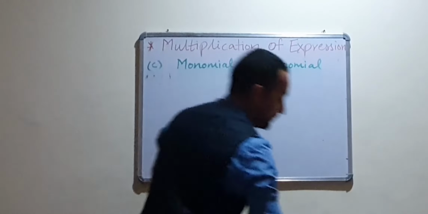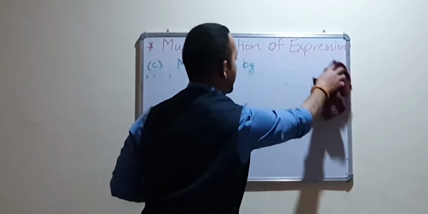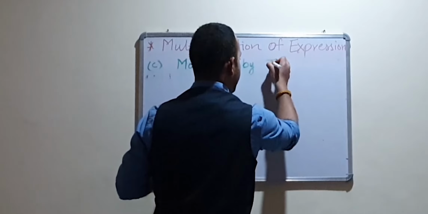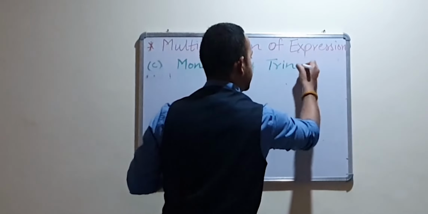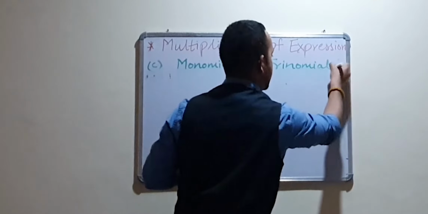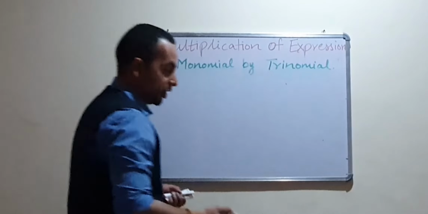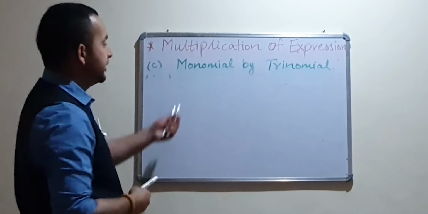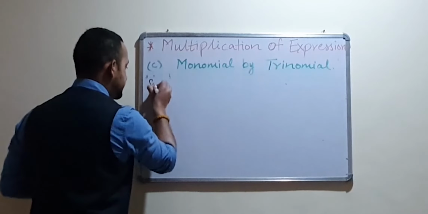we are going to multiply monomial by trinomial. Monomial by trinomial. Okay, the monomial has only one term.